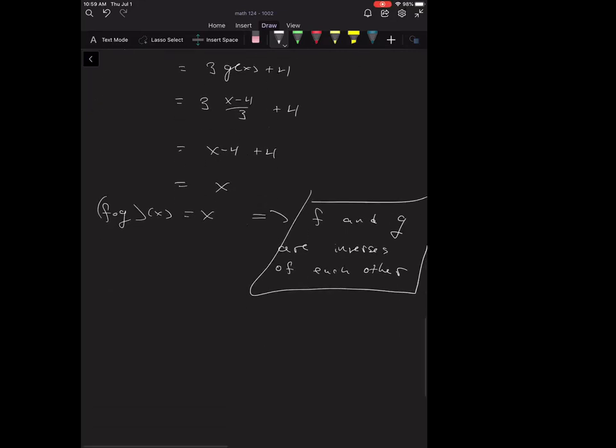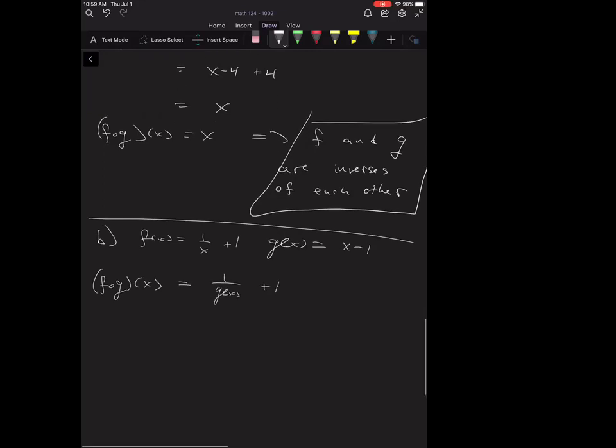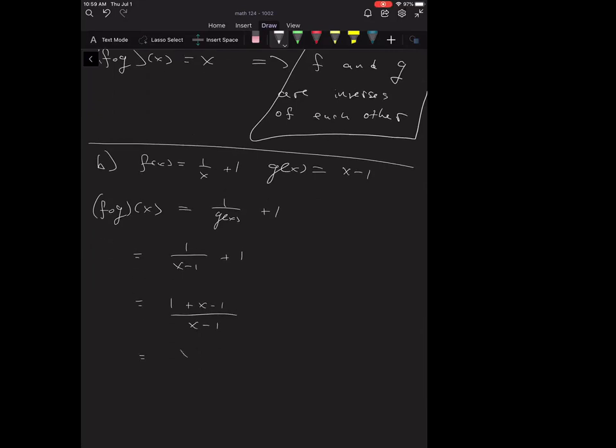Okay, so part B, we have f of x is equal to 1 over x plus 1, and g of x is equal to x minus 1. So we want to do the same thing. We need to calculate what is f composed with g of x. So f of x is 1 over x plus 1, so we're going to plug g of x into that. So it's going to be 1 over g of x plus 1, and g of x is x minus 1. So this is 1 over x minus 1 plus 1. So this is going to equal 1 plus x minus 1 over x minus 1 after we get the common denominator. And this will equal just x over x minus 1.